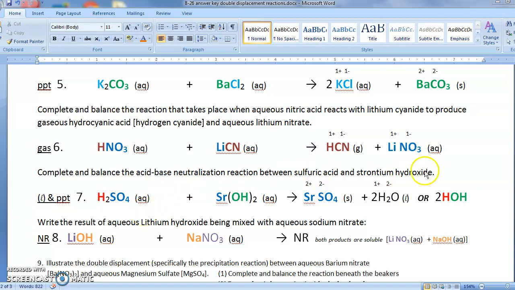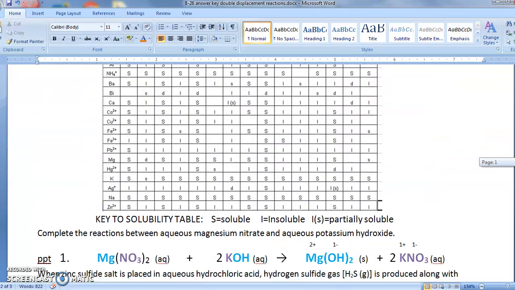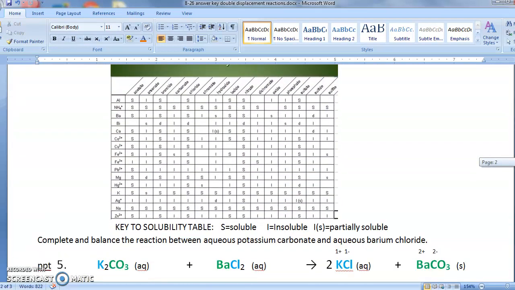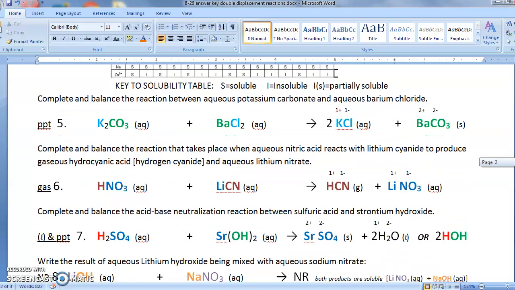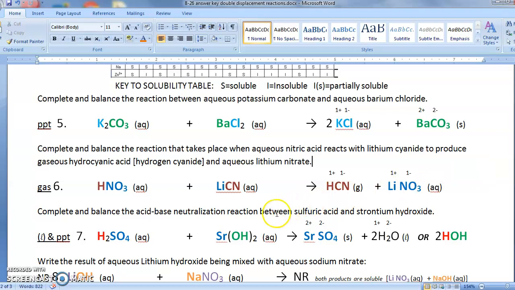Hey, welcome to our second help video on 8-26, working with double displacement reactions. When we left off, we were on number 6. Number 6 is the reaction of nitric acid, which is one of our 6 strongest acids, and it's going to react with a salt solution of lithium cyanide. CN minus is our cyanide ion, one of our polyatomic ions that we learned.